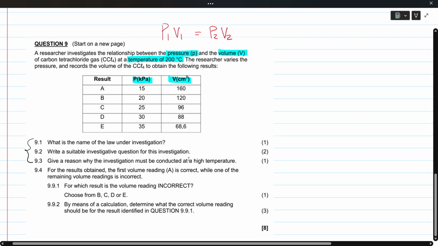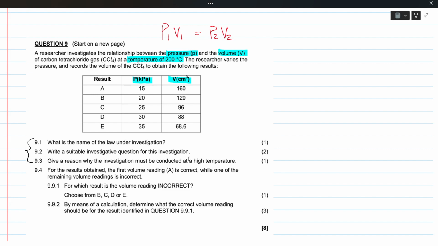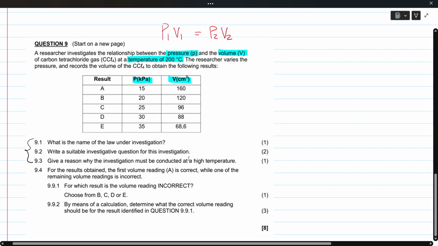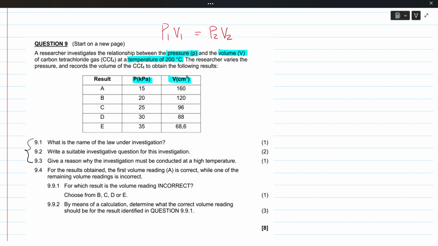Just hitting record now. Okay, so firstly, what is the name of the law that is under investigation? The hint would have already been out, but as I said, just be careful and make sure you look at what is being kept constant and what is varied. If pressure and volume, PV, is varied, and your temperature is kept constant, then definitely it is Boyle's law. Okay, so the first one is definitely going to be Boyle's law.